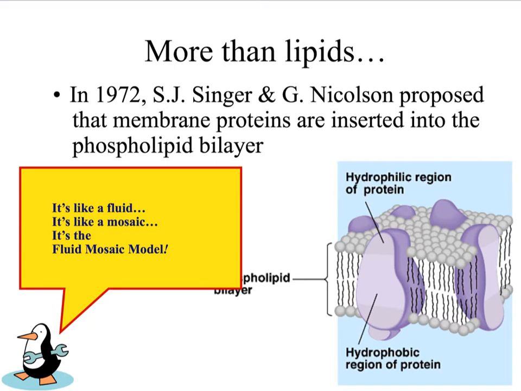In 1972, Singer and Nicolson proposed that the membrane proteins are inserted into the phospholipid bilayer. This is when the whole idea of the fluid mosaic model came into play. We talked about that in class and how a mosaic is a piece of art that's made up of lots of different pieces that come together to form one art piece. That's the same thing for the cell membrane.